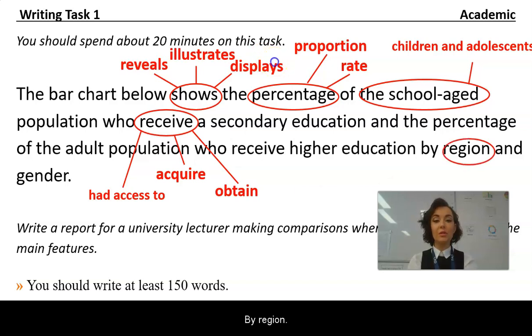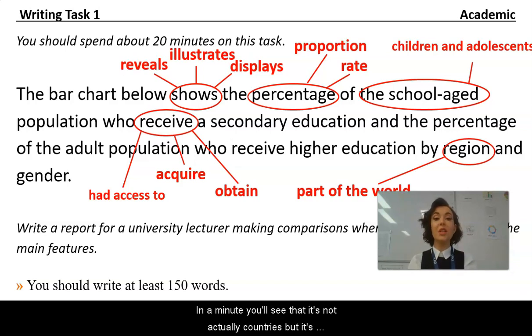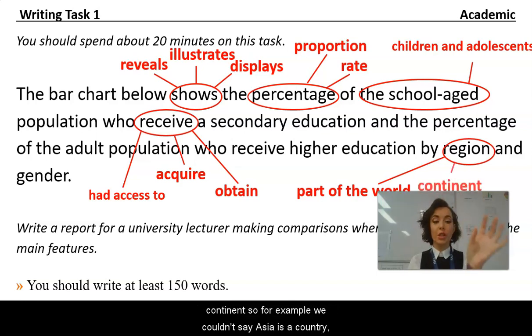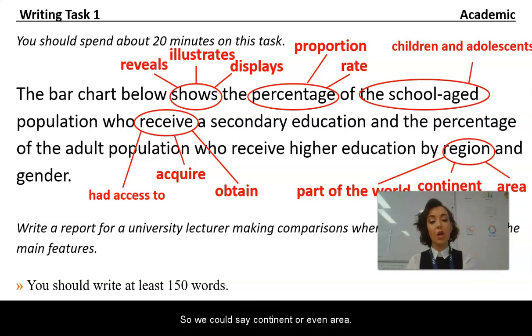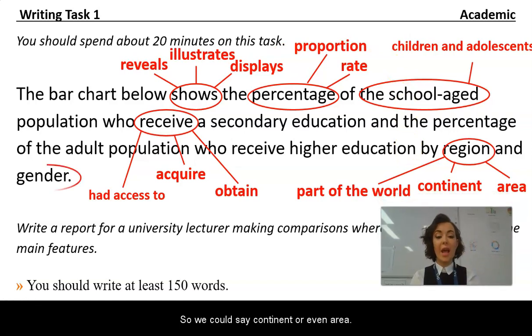By region, we could say by part of the world. Now, in a minute, you'll see that it's not actually countries, but it's continents. So, for example, we couldn't say Asia is a country, Asia is a continent. There are many countries in Asia. So we could say continent or even area.